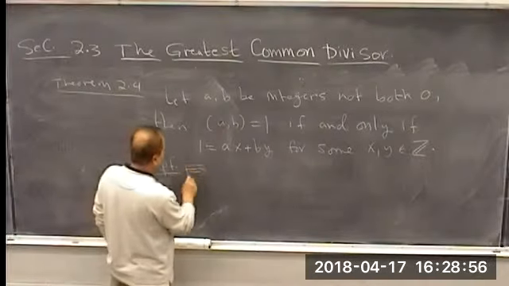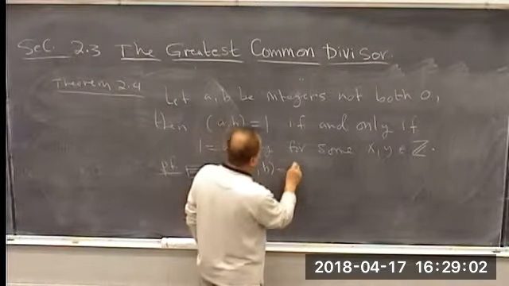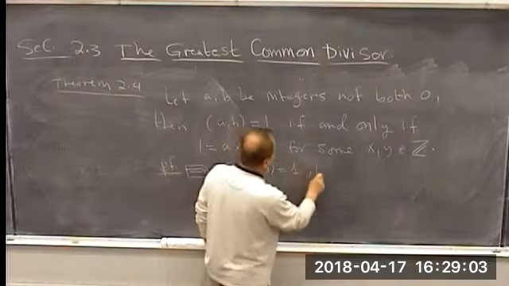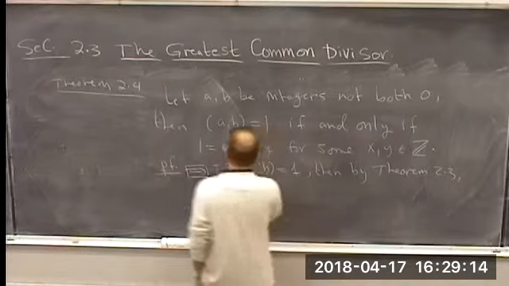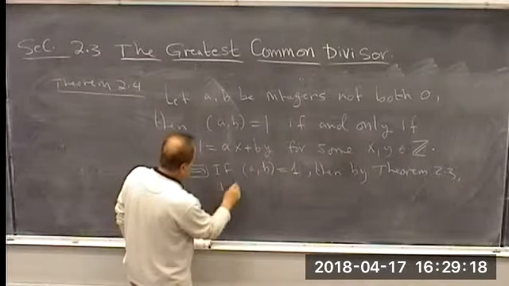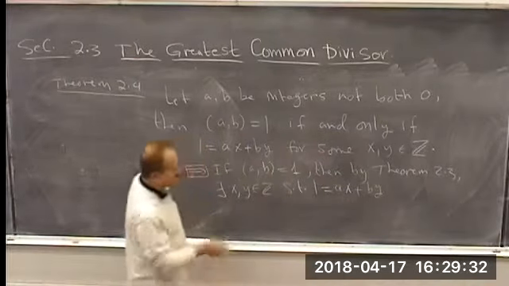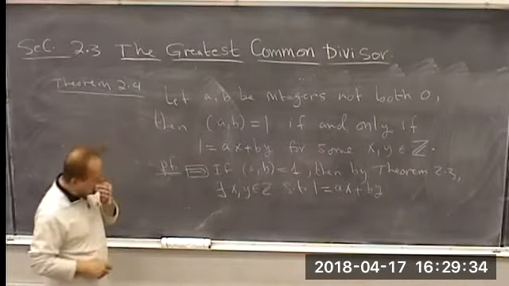Let's go this way. If the greatest common divisor of A, B is equal to 1, then by theorem 2.3, 1 is expressed this way. Then there exist X, Y in Z such that 1 is equal to AX plus BY. Or you could call them X sub 0, Y sub 0 if you wish, but this way is fine. Now you need to go the other way around.